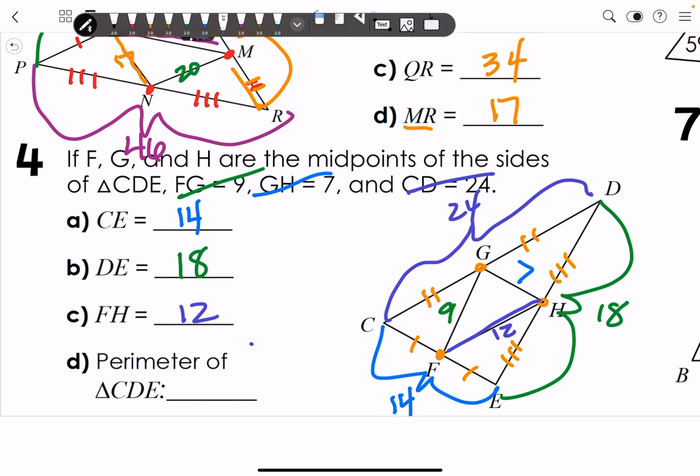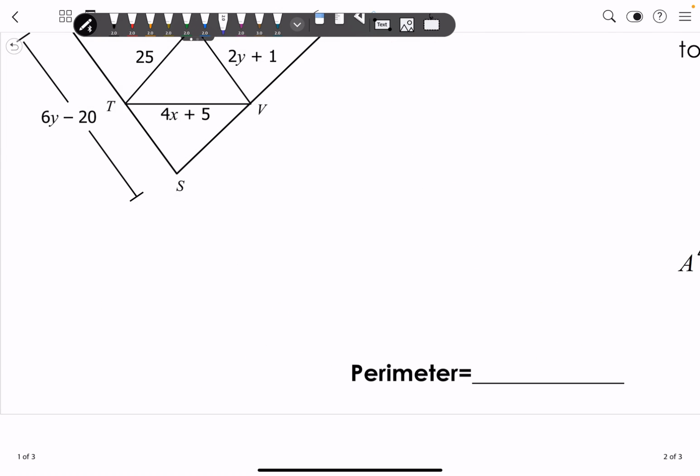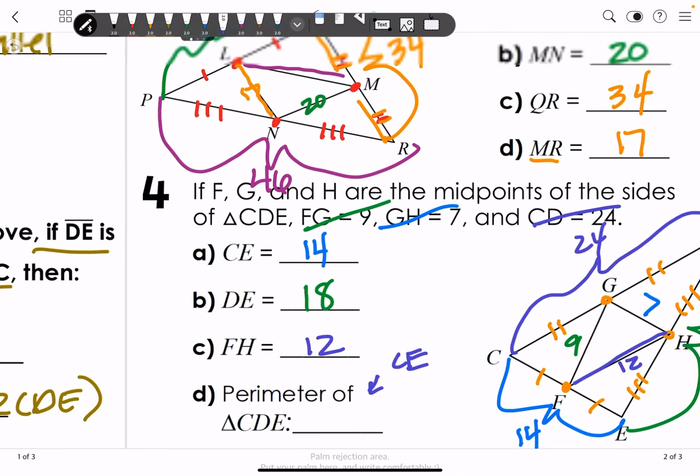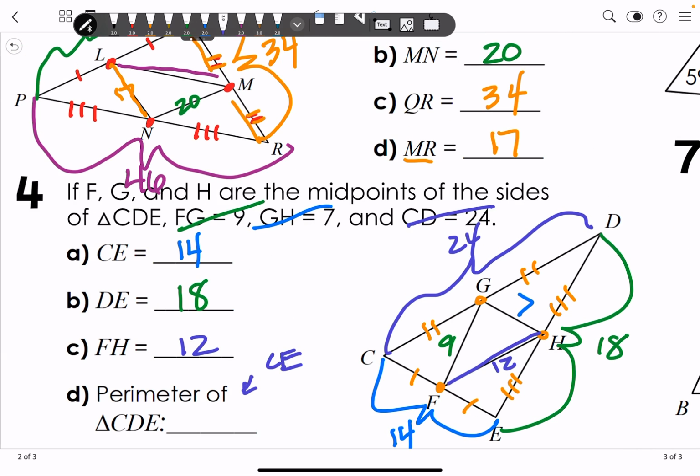So you are going to be adding up CE, ED, and DC to get the perimeter. So 14 plus 18 plus 24. When you add that up, you should get 56.